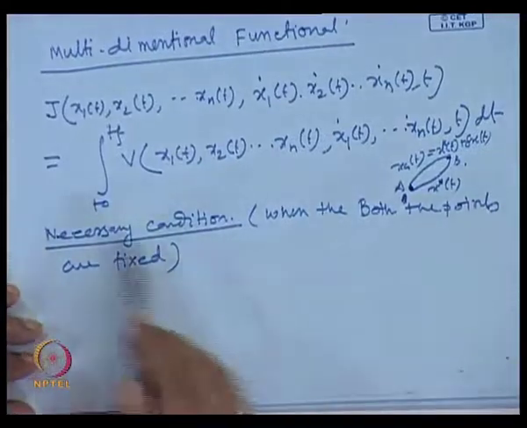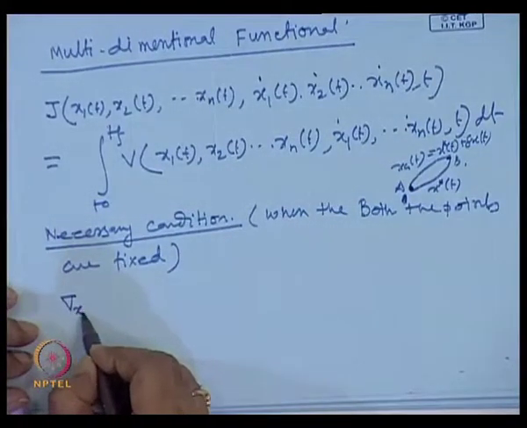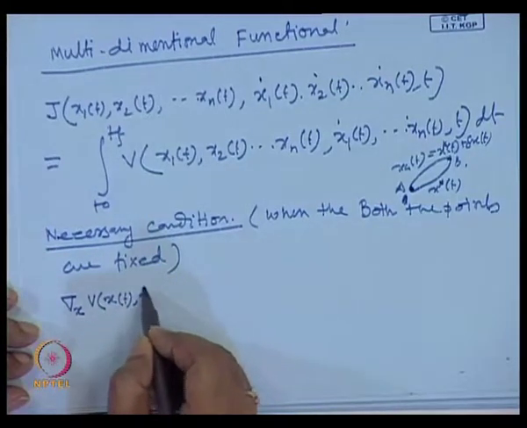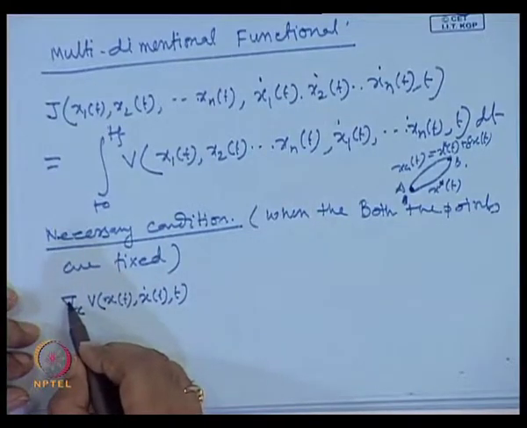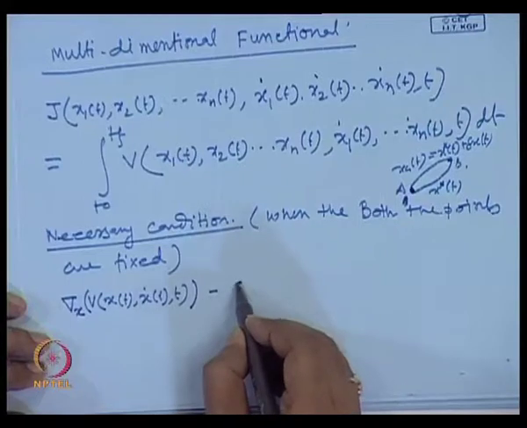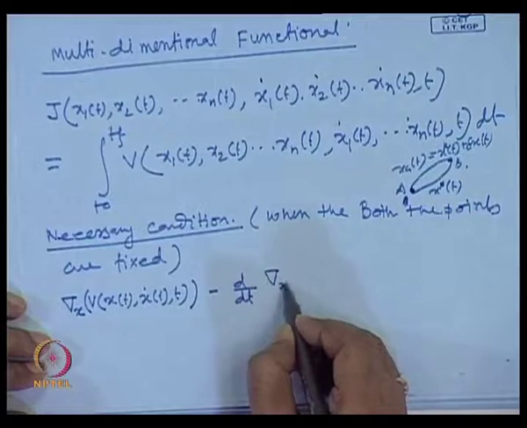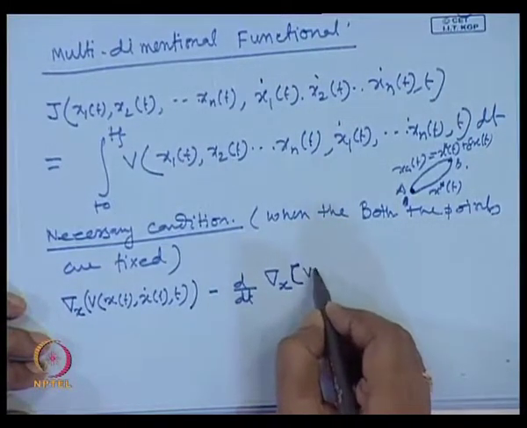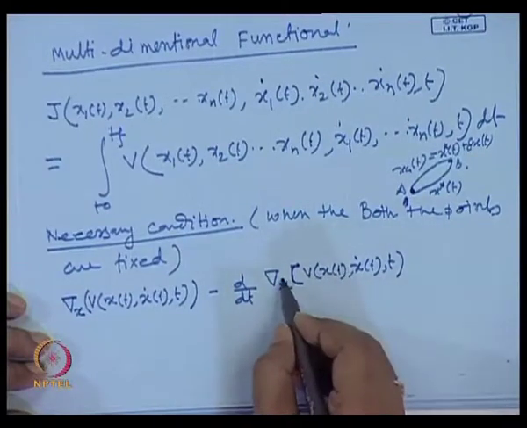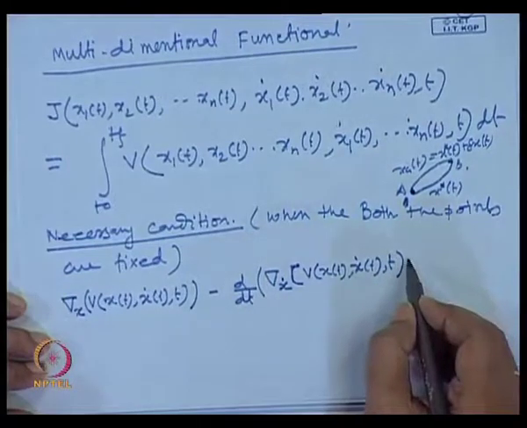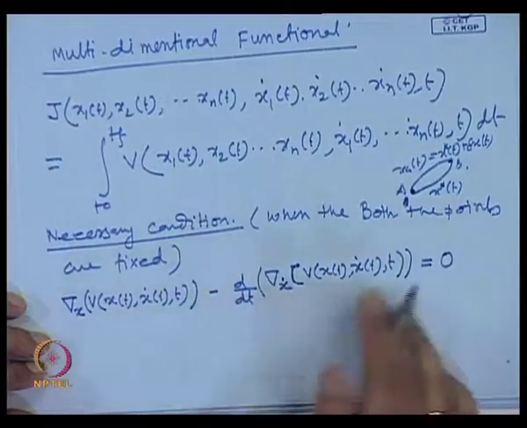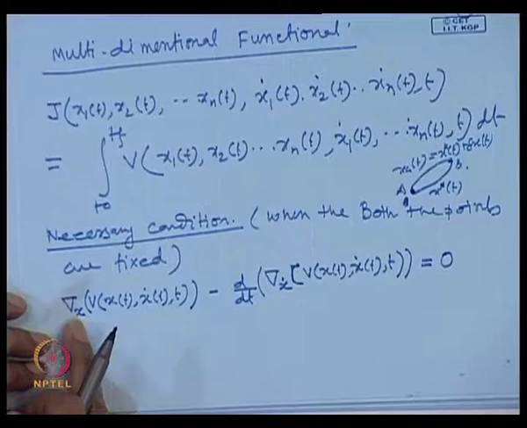So, in short, if I write it this way, it is nothing but the gradient of x of the function v, which is a function of x, x dot of t, and t. You take the gradient of v with respect to x, minus d/dt of the gradient of v with respect to x dot, where v is a function of x of t, x star of t, x dot of t, and t. You differentiate with respect to this, then you will get the left-hand side. So, this is the Euler's equation, but I am writing the same equation using the gradient symbol here.